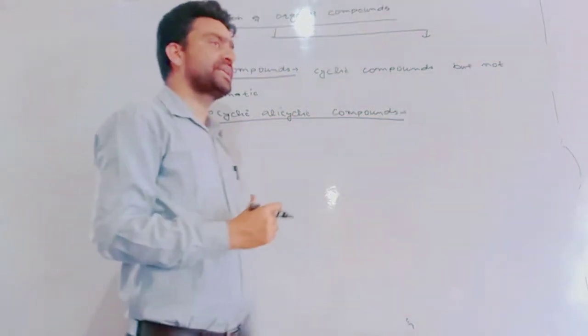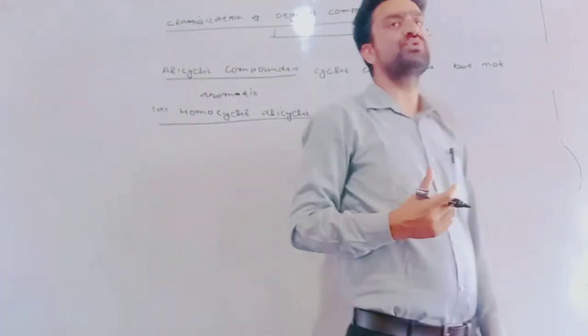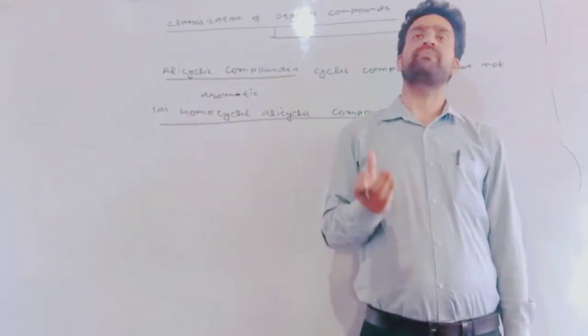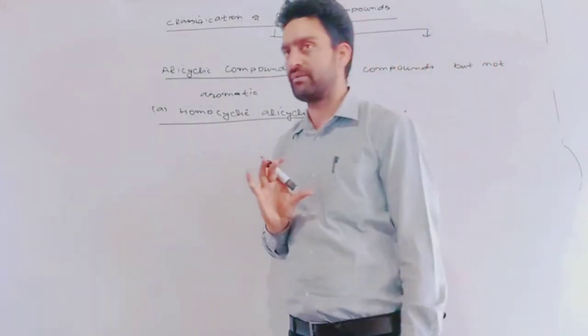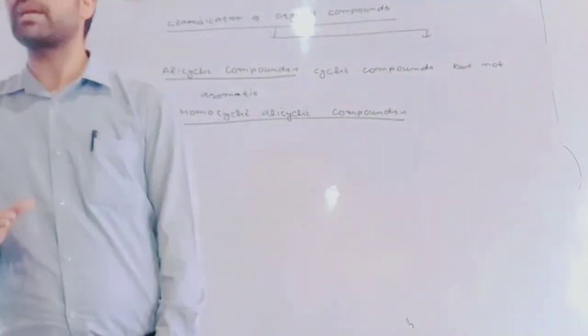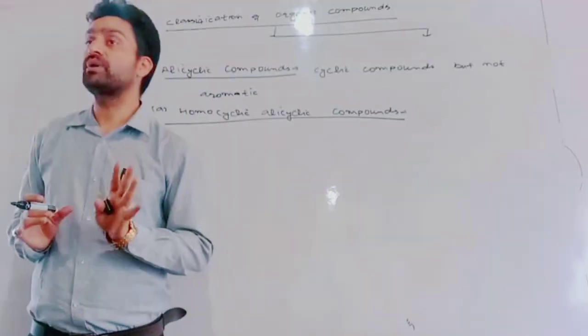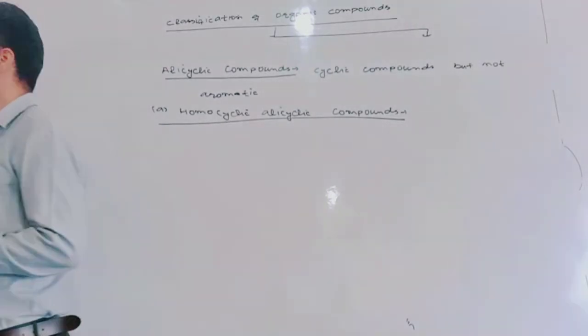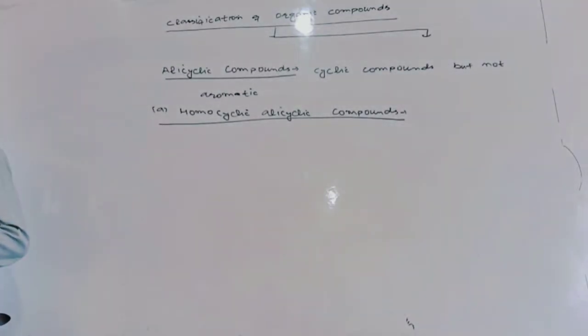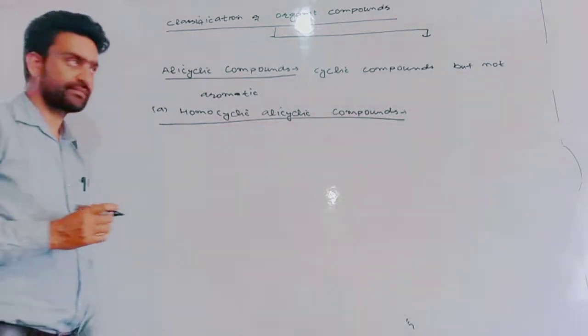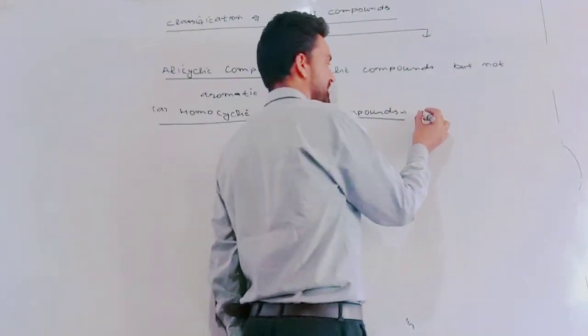What are homocyclic aromatic compounds? Those compounds which are not aromatic but each member of the cyclic ring is a carbon. Right? जब ऐसी cyclic ring जो aromatic नहीं है लेकिन हर कोई कार्बन रिंग का, हर कोई एटम जो रिंग का है वो कार्बन है. क्लियर? When each member of the ring is carbon.